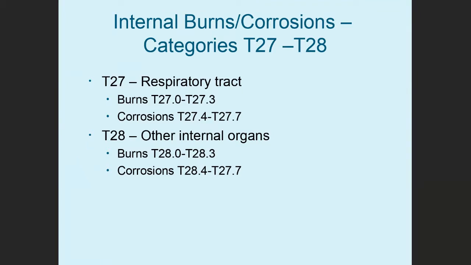T28 is other internal burns and corrosions. Codes include mouth and pharynx, esophagus, internal genitourinary organs, and eardrums, and then unspecified. 4th digits are for burns, 0 to 3. 4th digits for corrosions are from 4 through 7.